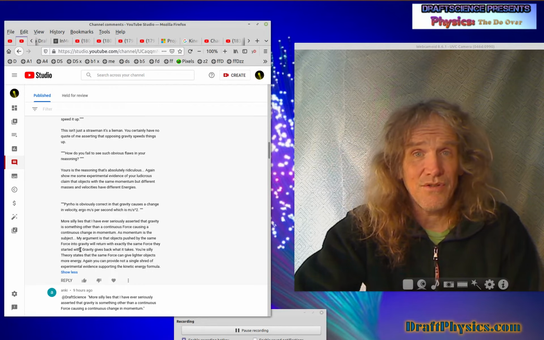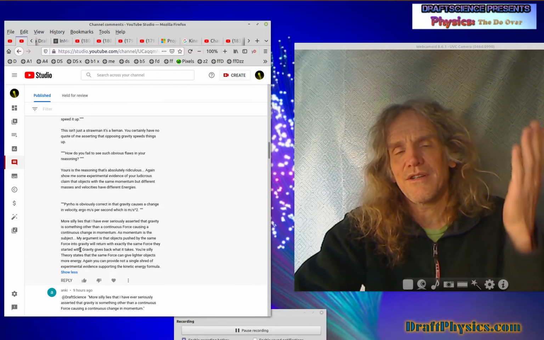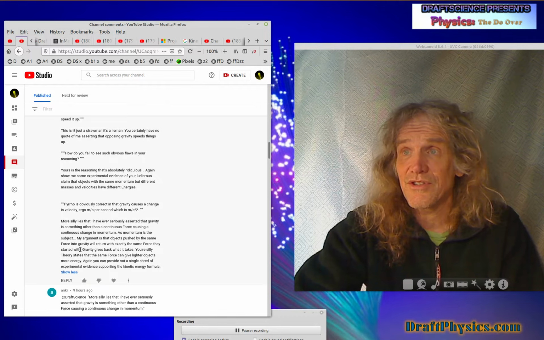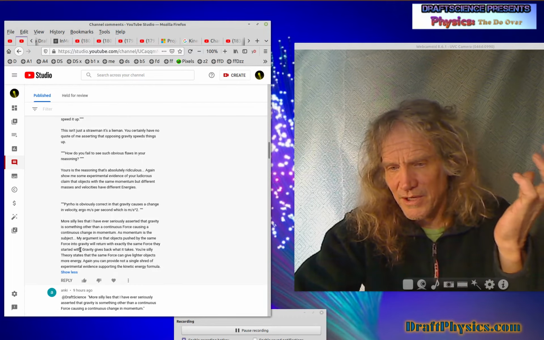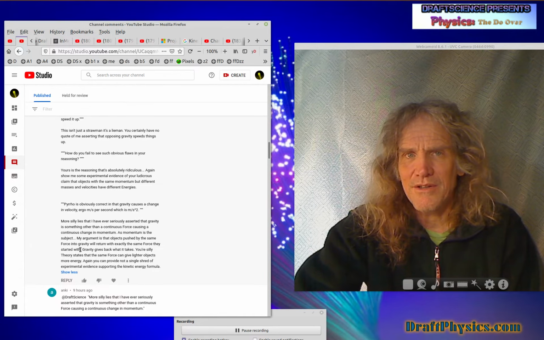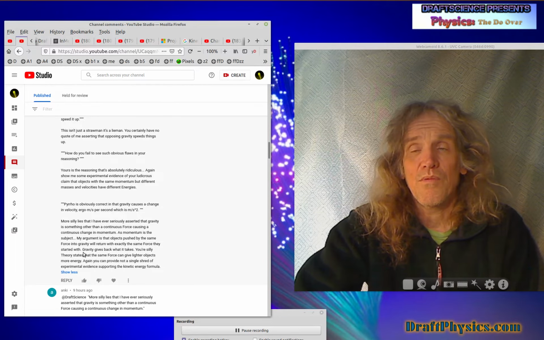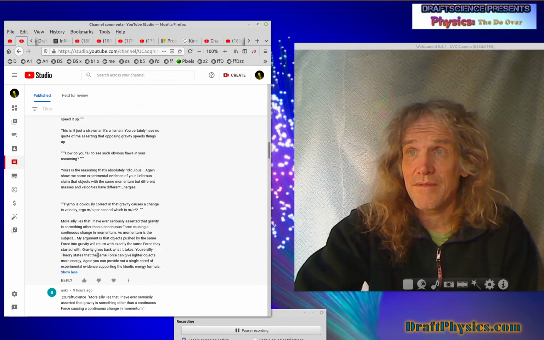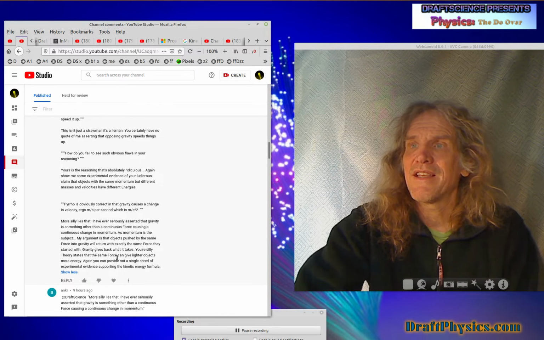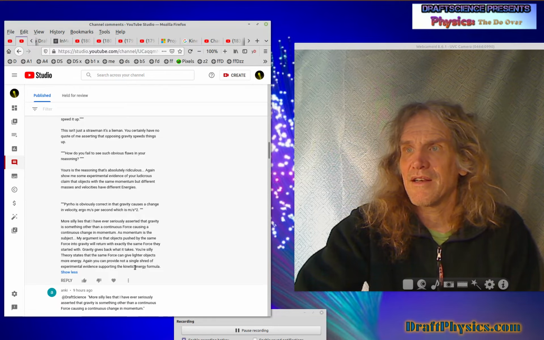You're asserting that if I shoot a light object into the air with the same exact force I shoot a heavy object, that somehow the light object has twice as much energy. That's your assertion, even though it comes back and compresses the spring exactly the same amount as the other spring, even though it returns with exactly the same energy it started with, that somehow while it was flying it had more energy. Well, why don't you prove it with something, some piece of evidence? Gravity gives back what it takes. Your silly theory states that the same force can give lighter objects more energy. Again, you can provide not a single shred of experimental evidence supporting the kinetic energy formula.